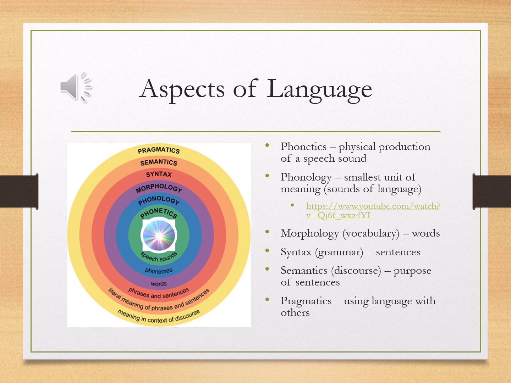Morphology is vocabulary, the words that you use. Syntax is grammar or putting sentences together. Semantics or discourse is the purpose of sentences, so trying to convey information, asking a question, doing an exclamatory statement to show excitement. That would all be related to discourse. And then pragmatics is how language is used with one another. So turn taking, not interrupting somebody, those kinds of issues would be related to pragmatics.